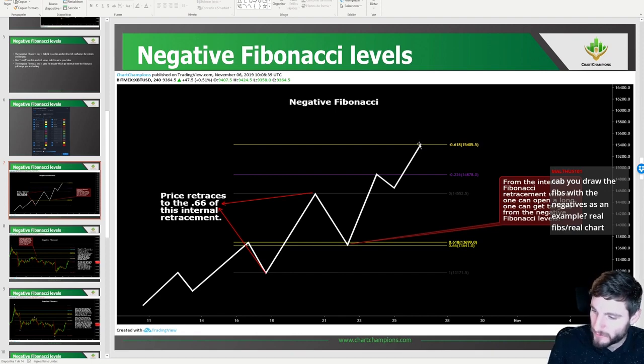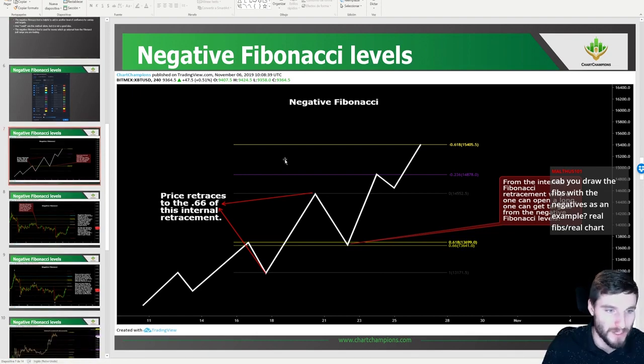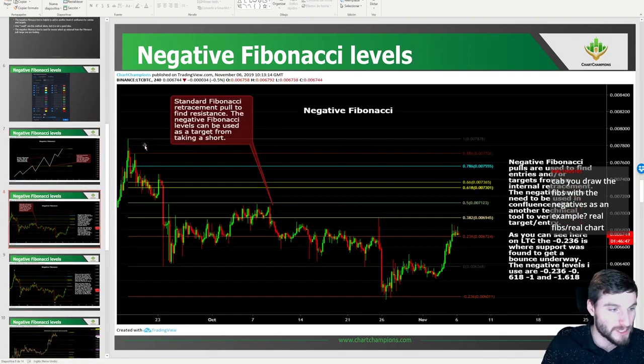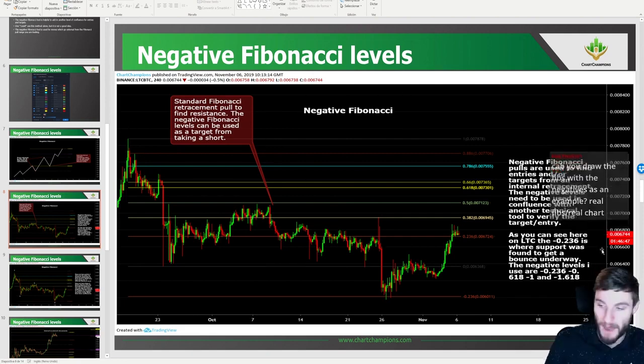Okay, can you draw fibs with negative as an example, real fib? Yeah, absolutely. I'm going to do that at the end. That's no problem at all. This was more of an example to show the theory, and I've got some examples here, but yeah, I can pull this real live and show you how I'm doing that on stream. No problem at all, to answer that question.